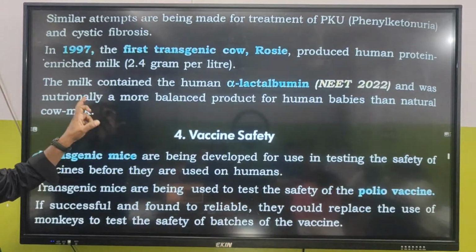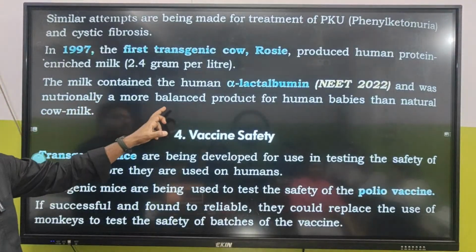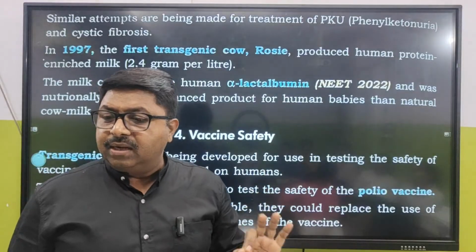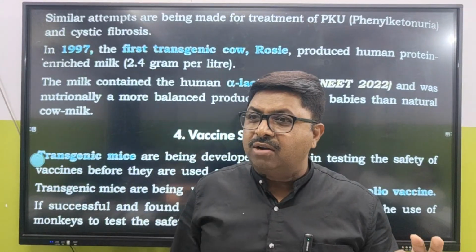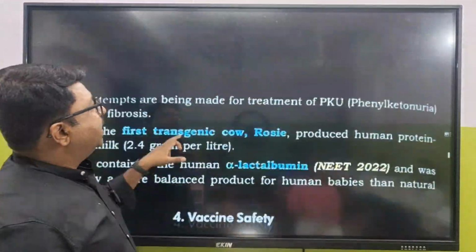Now the milk contains the human alpha lactalbumin and was a nutritionally more balanced product for human babies than natural cow milk, because cow milk is for the calf. It's not for human babies.